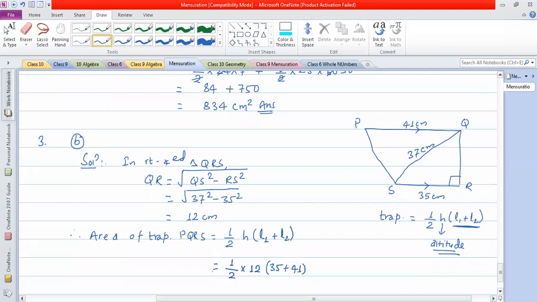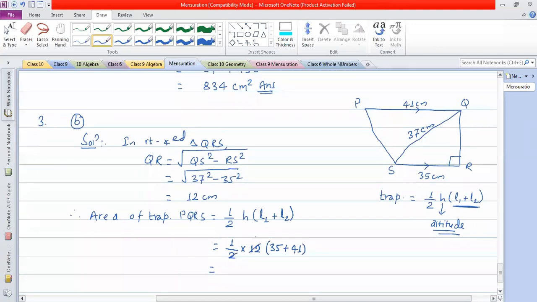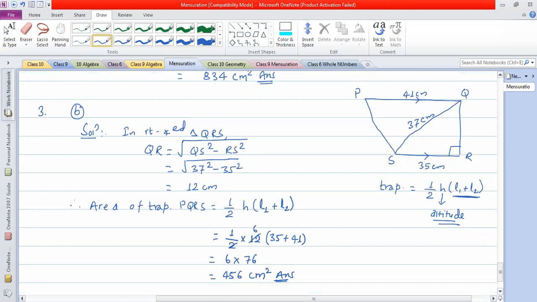So it will be 2 sixes are 12. So 6 into 35 plus 41, how much? 76. Now multiply this. 6 sixes are 36, 6 sevens are how much? 6 sevens are 42. Okay, 42 plus 3, it will come 45. 456 centimeters square. It is the answer. Understood, all of you? Yes, sir. Okay, good.